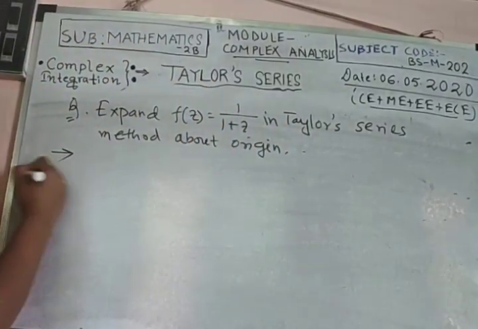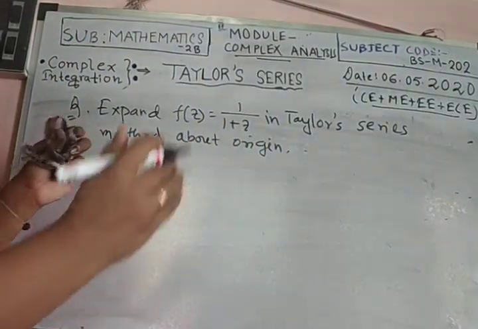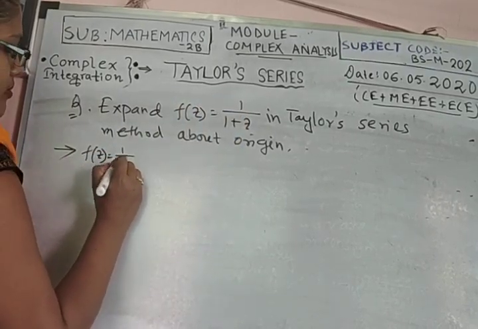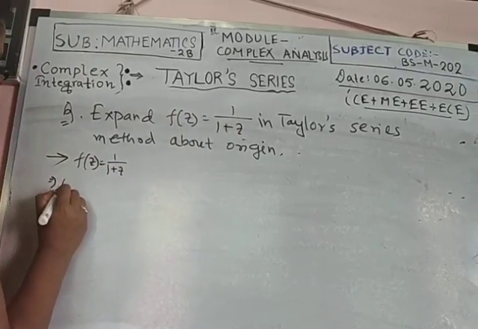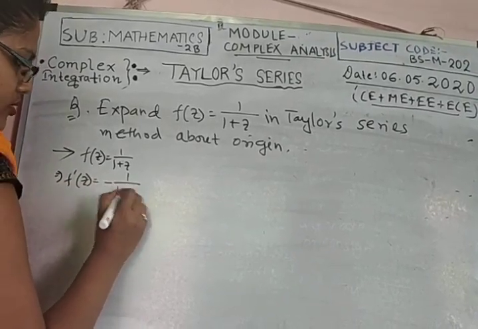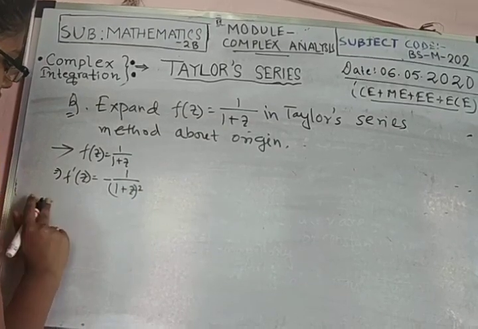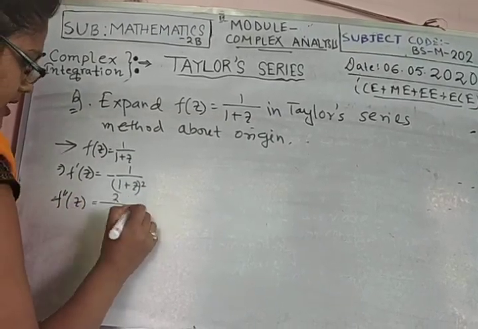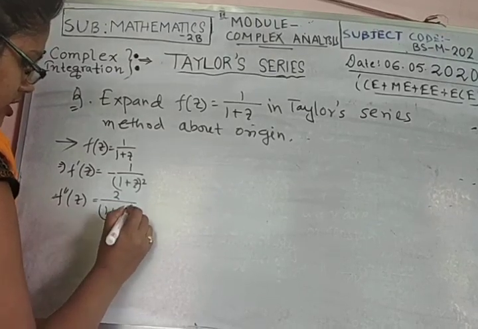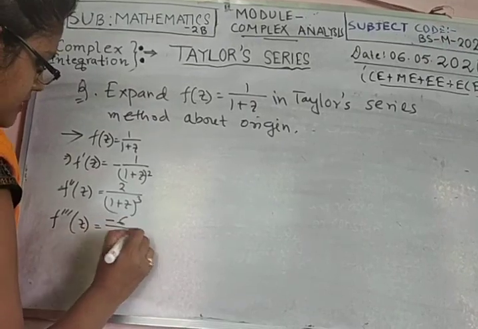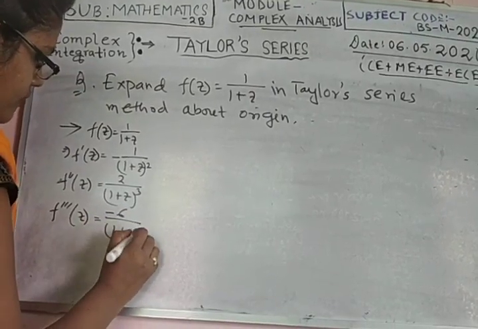So first we have to find out some differentiation. f(z) equals to 1 by 1 plus z. At first differentiation, first order, this is f dash z equals minus 1 by (1 plus z) whole square. Next you find out f double dash z, this is 2 by (1 plus z) whole cube. Triple dash z, this is minus 6 by (1 plus z) to the power 4.